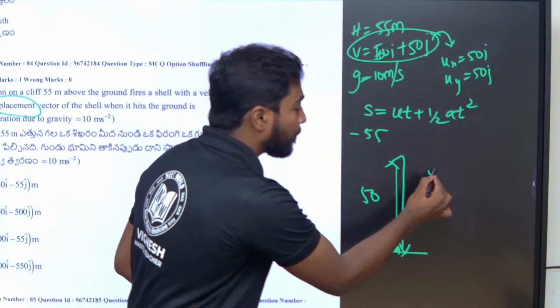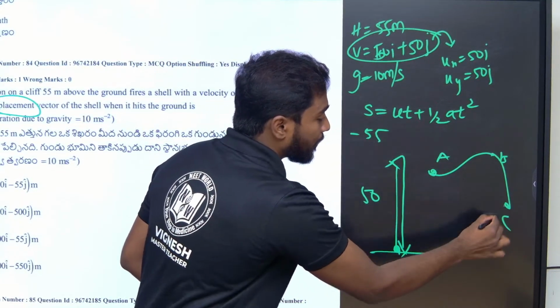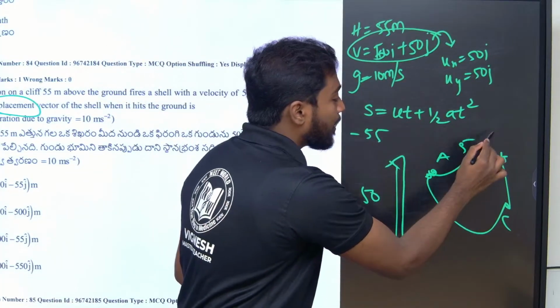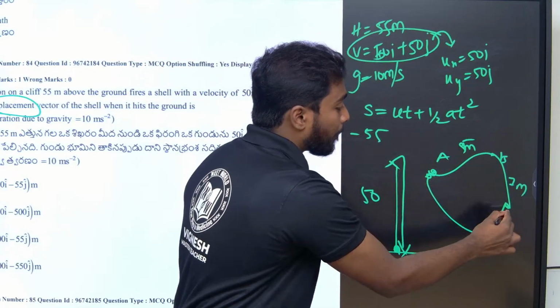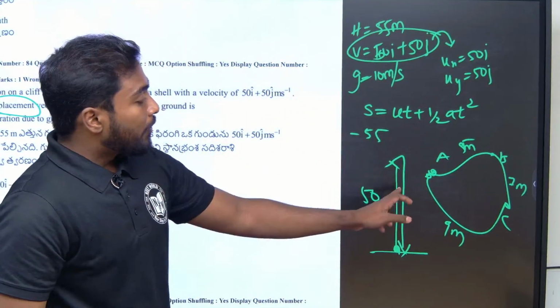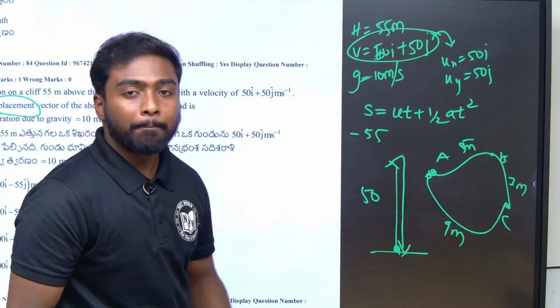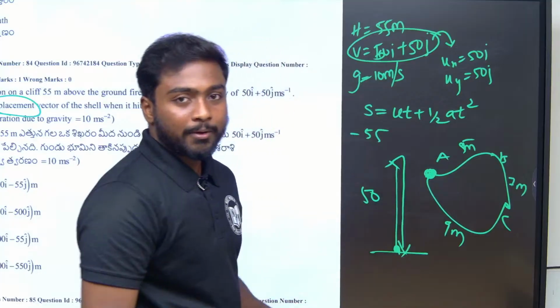When I start from point A and go to point B, then to point C, and come back to point A, say A to B 5 meter, B to C 7 meter, C to A 9 meter. When I talk about the distance, I will add 5 plus 7 plus 9. But when I talk about the displacement, if I come to the same point, displacement is 0.